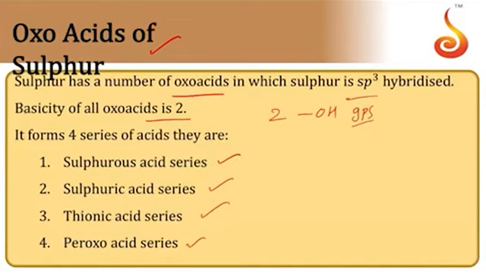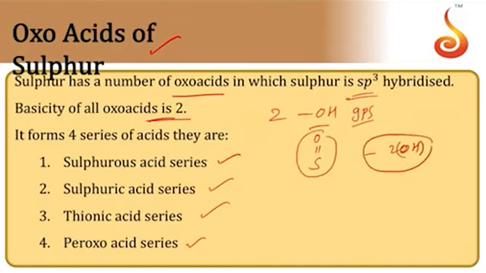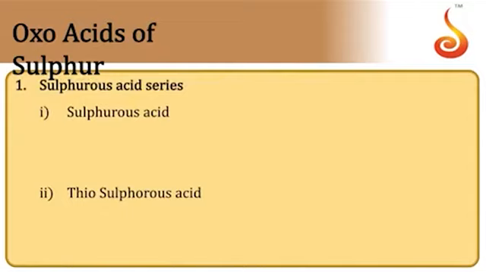There are 4 series of acids, but in all acids sulfur is sp3 hybridized, and basicity is 2 means we definitely have 2 OH groups, and at least one sulfur has a double bond O. Each sulfur has two OH groups, and then we have one S double bond O. Minimum one S double bond O is there. Based on this, we can work out the structures of these molecules now. Let us take them one by one.